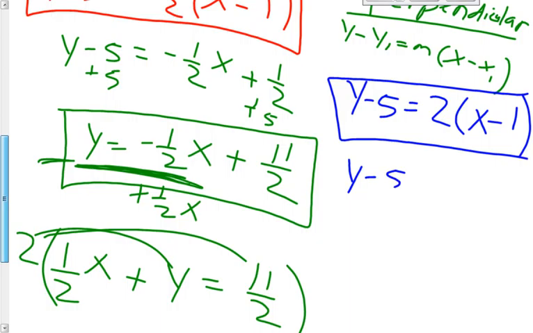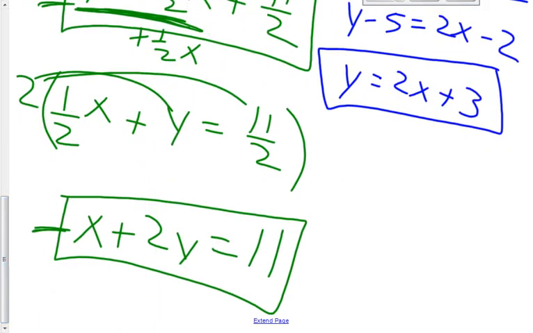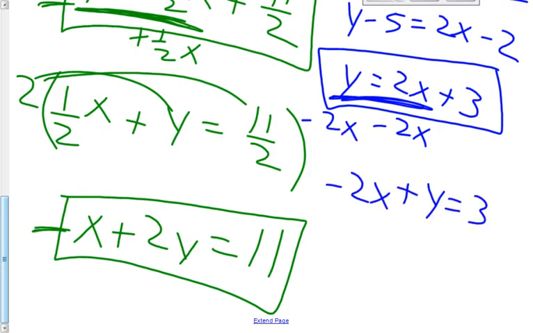y minus 5 equals 2x minus 2. y equals 2x plus 3. There, my friends, is your slope-intercept form of the equation. Last thing, we got to get it into standard form. So to get x's and y's on the same side, let's subtract this 2x. A negative 2x plus a y equals a positive 3.